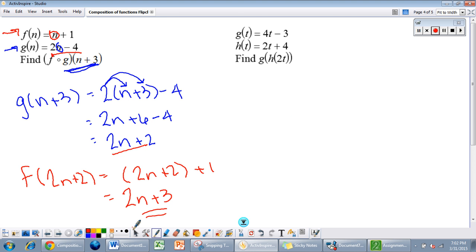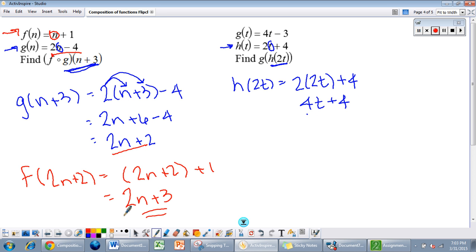Let's take a look at the next one. Perhaps you can pause it and try doing it yourself, and then compare answers when you're done. Here we go. The first one is taking a look at my h function. And inside my h function, in place of t, I'm supposed to replace it with 2t. So h of 2t equals 2, and don't forget you're replacing just the t with 2t, plus 4. 2 times 2t is 4t plus 4.